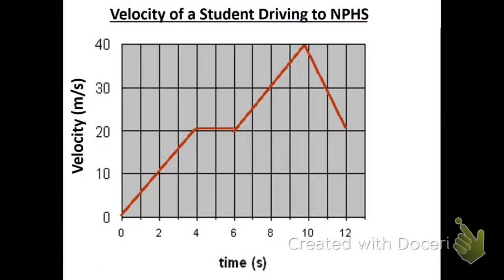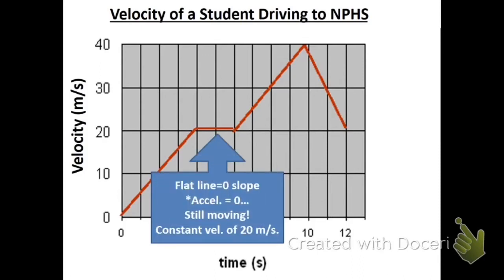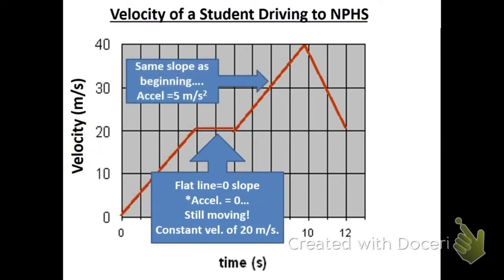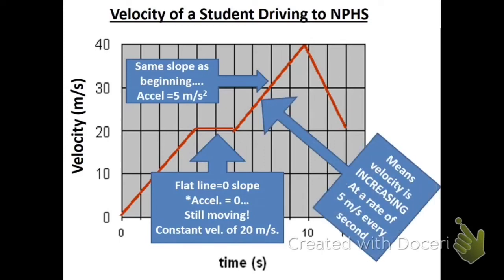So now let's analyze this graph by looking at acceleration. When acceleration is happening, you'll have a slope. But when the slope is 0, you find that there's no change in velocity. In other words, the velocity is constant. So when you have a flat line, 0 slope tells you there is no acceleration. Now, no acceleration doesn't mean it's not moving, it just means it's not speeding up or slowing down or changing direction. Here we have a slope that is the same as that first slope I showed you, an acceleration of 5 meters per second squared. And what does that mean? It means that the velocity is increasing at a rate of 5 meters per second every second that it passes.